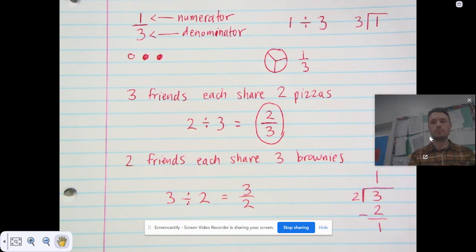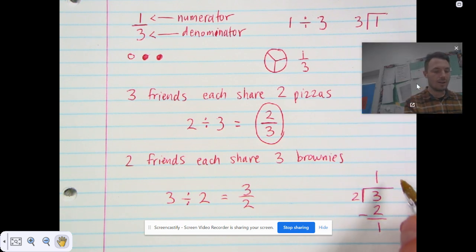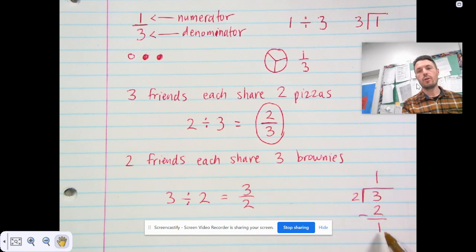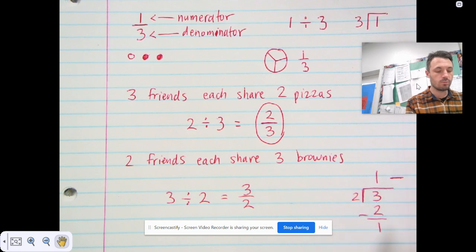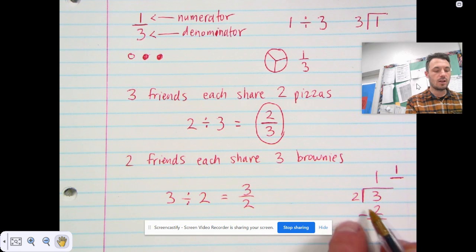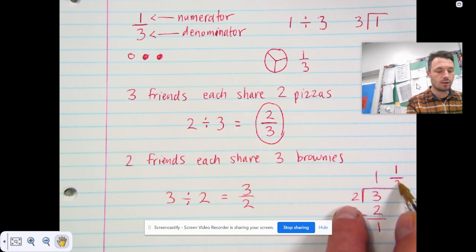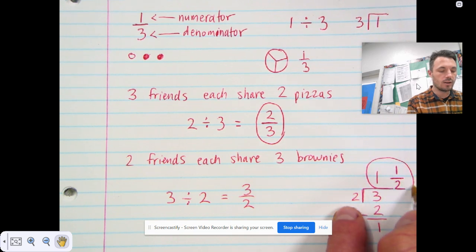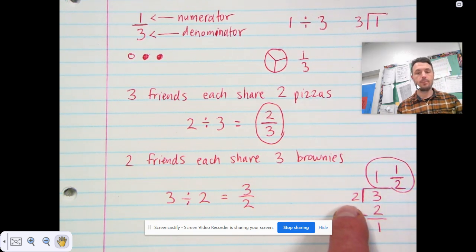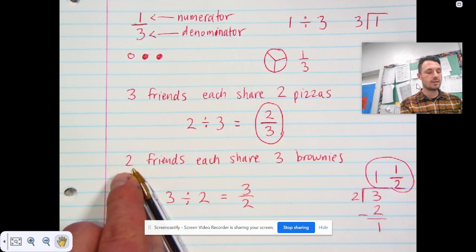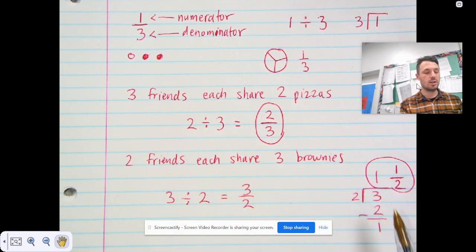Now, when you are dividing, we've already learned to write remainder 1. But the other thing you can do, if you want to show a mixed number, is make whatever the remainder is your numerator, and the divisor is your denominator. And so the answer is 1 1/2. So if there were 2 friends and they each shared 3 brownies, each person would get 1 1/2 of a brownie. And that makes sense.